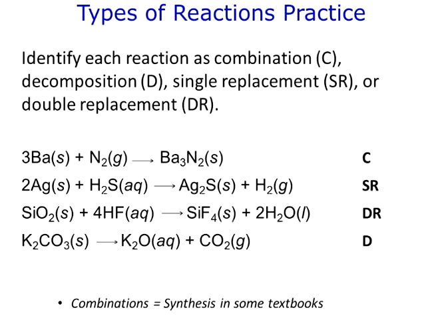The second one is a single replacement or single displacement because we have silver replacing hydrogen in the hydrogen sulfide. Then we have a double displacement. We go from silicon dioxide and hydrogen fluoride to silicon tetrafluoride and water, which is a double displacement or a double replacement. And then we have potassium carbonate going to potassium oxide plus carbon dioxide, which is a decomposition.